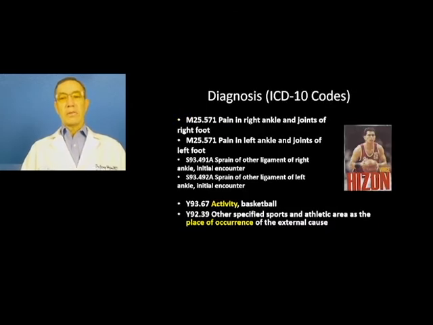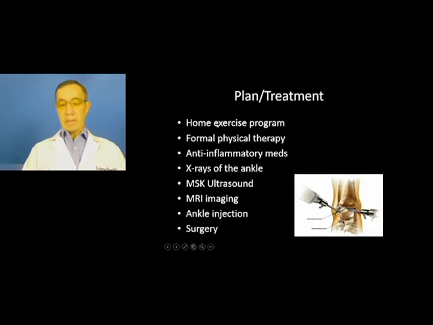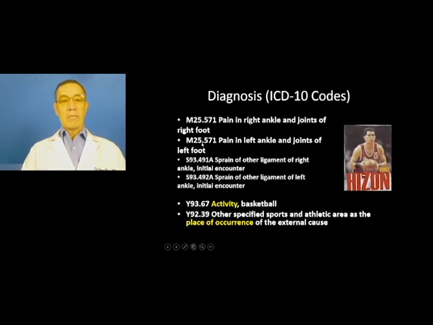On the diagnosis with the ICD-10, remember with orthopedic type things, a lot of times they are M codes, but they can be S codes. M code being just pain in the right ankle and joints, and this would be for the left ankle. And then sprain of other ligaments on the right ankle, initial encounter versus subsequent encounter.